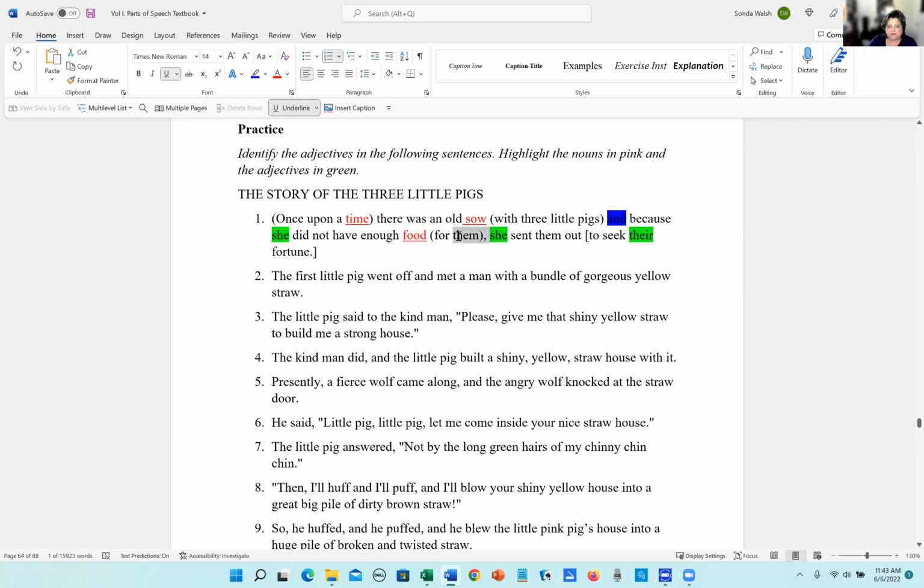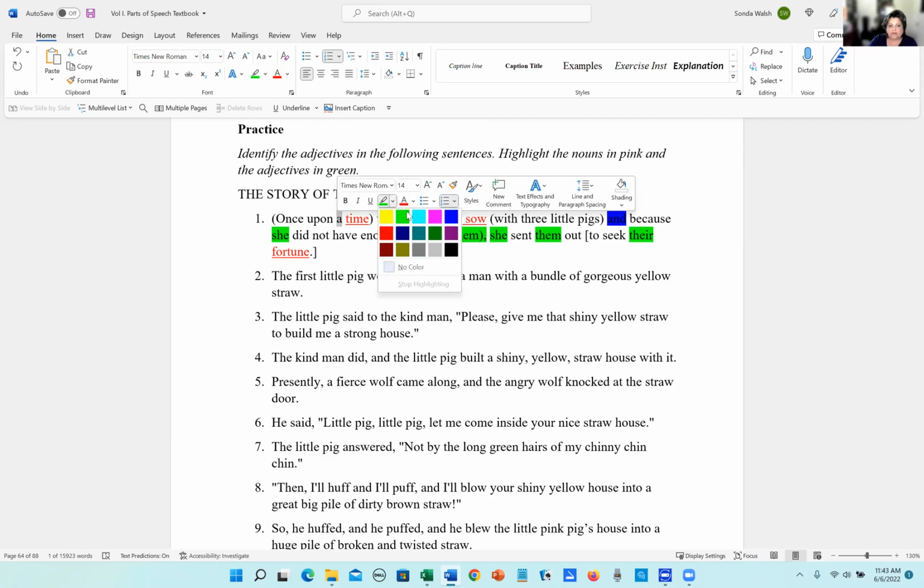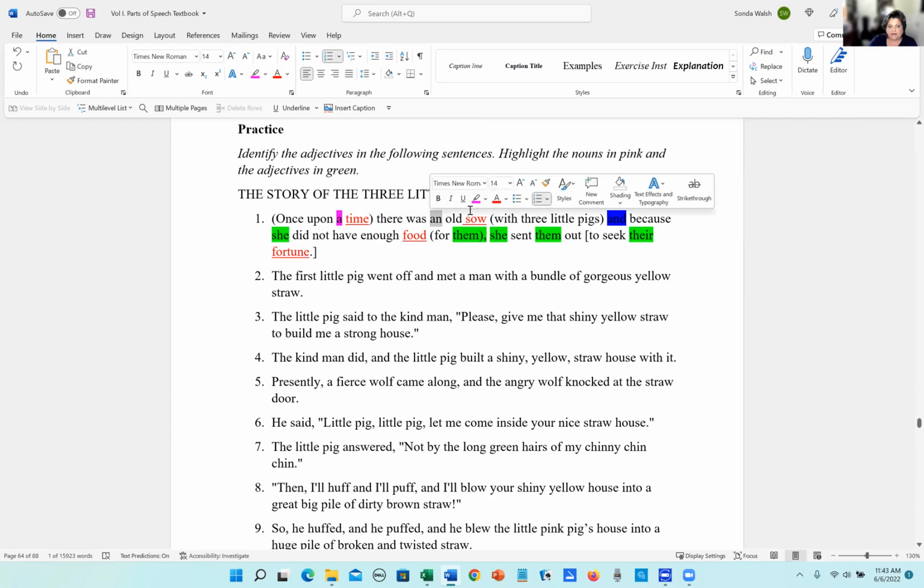Oop, I missed a pronoun right there. I always miss the pronouns. I don't know why. There's another one. Okay, so we have the nouns done. Now let's go through and identify all of the articles, a, an, and the. There's an and.